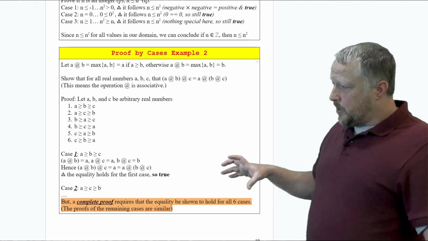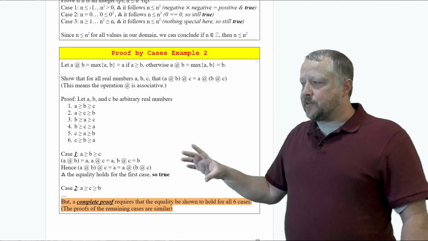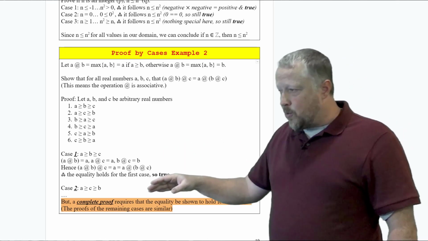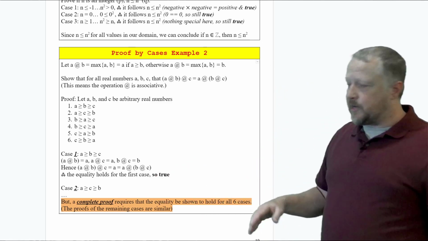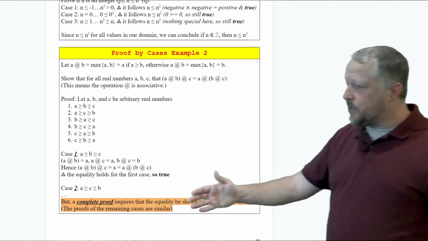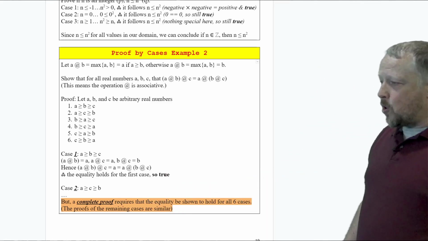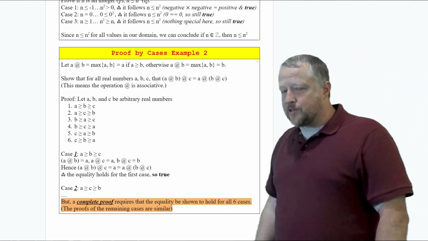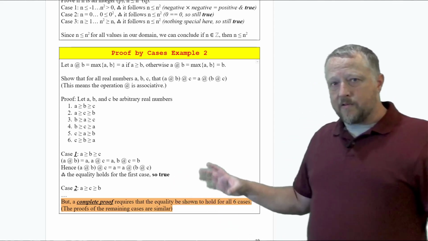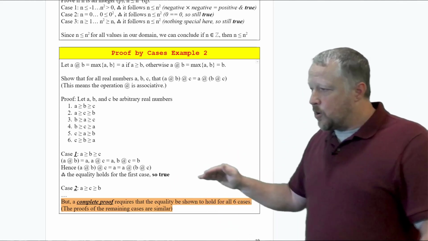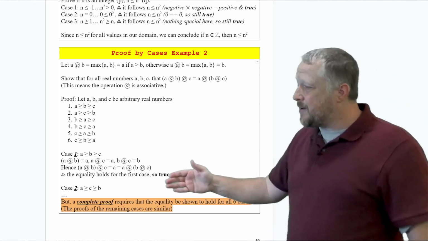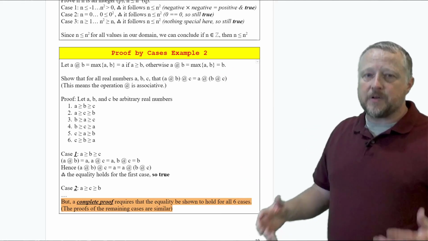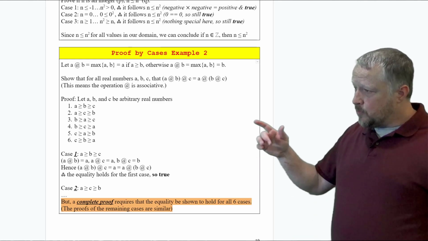Also, to be honest, the book only goes over one case, but it basically is trying to tell you, hey, this case ended up being true, I should go on to cases 2, 3, 4, 5, and 6. It says a complete proof will require that the equality be shown for all 6 cases, and the proofs for the remaining cases are similar to what we had here. So even though this is straight from the book, the author didn't go through each case, but each one of them ended up being true. So that's how we can get away with proving that this particular theorem is true, by using proof by cases.